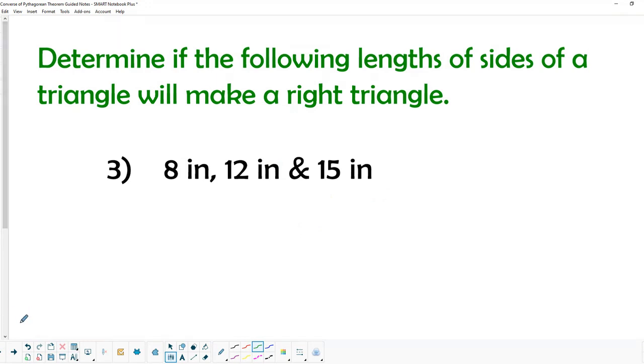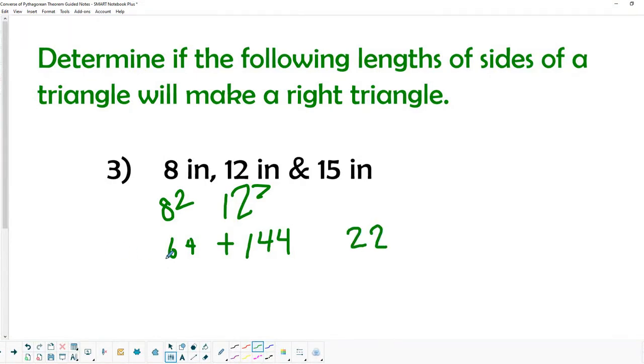All right, how about 8, 12, and 15? So 8 squared, 12 squared, so that would be 64 plus 144. And then 15 squared is 225. So if I add these first two together, do I in fact get 225? And just looking at it, the answer is no. You can see that you get 208 on this first one.